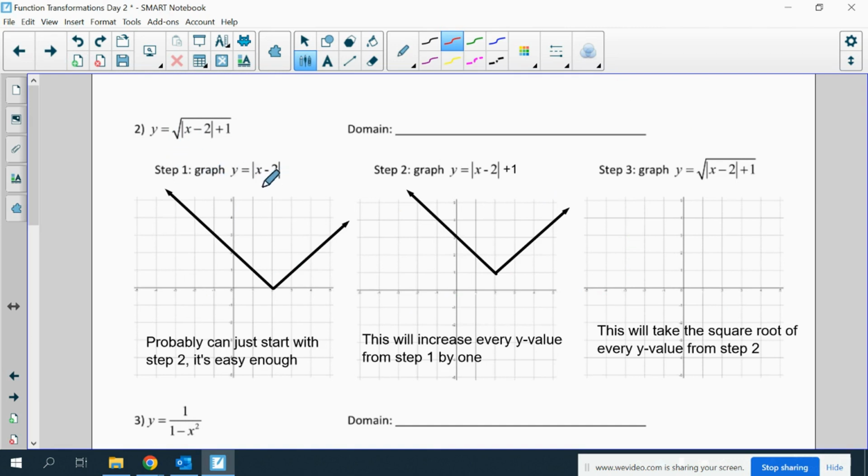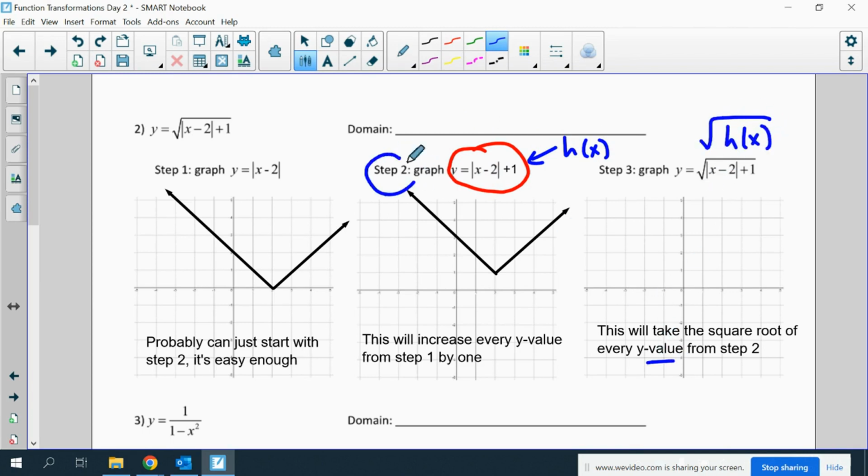Problem 2, similarly, I'll take y equals the absolute value of x minus 2, which I've already graphed. I don't really probably need to do this because this part is easy enough, so I can probably just start here. Then what I'm going to do is take the square root of this. So that means all I'm doing is taking the square root of every y value in step 2. So if I consider this to be, let's say, h of x, what I want to do is take the square root of h of x, which is taking the square root of every y value from step 2.